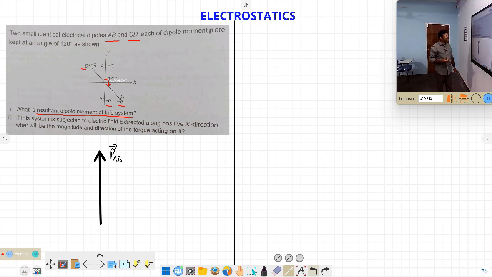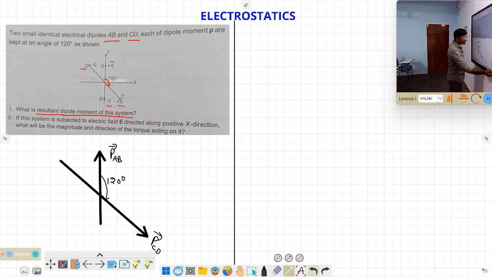Now, coming to the next one, CD. The CD dipole moment is also from negative to positive. At point D we have the negative charge, and at point C we have the positive charge. So this is the direction of the dipole moment P in the case of CD. The two dipoles are separated by an angle of 120 degrees, as given in the diagram.